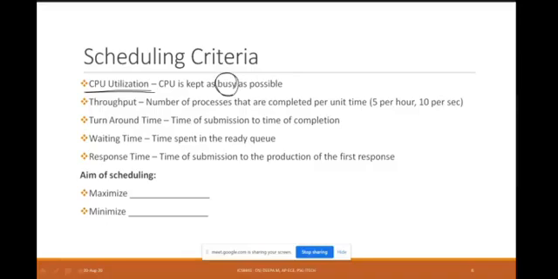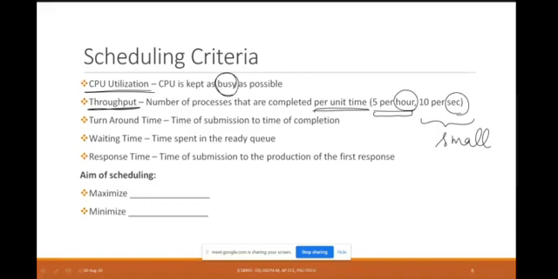The next criteria is throughput. Throughput is nothing but the number of processes that are completed per unit time. If I'm able to complete 5 processes in 1 hour, then 5 is my throughput. It is with respect to time, any time. If it is a small process, I can complete 10 processes per second. This is how your throughput will be defined.